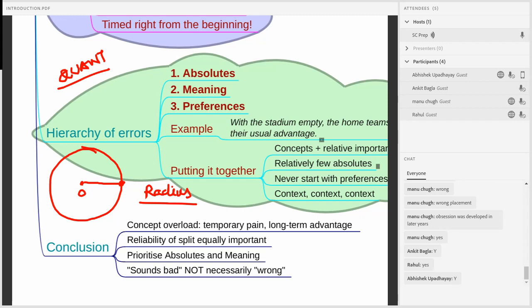Your approach is the opposite of what it should be. The third point is related to what we just discussed. We always prioritize absolutes and meaning. We never start with preferences. And the final important point that we discussed is that when something sounds bad, that doesn't necessarily mean that it's wrong.